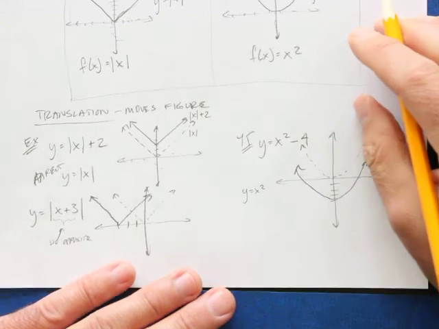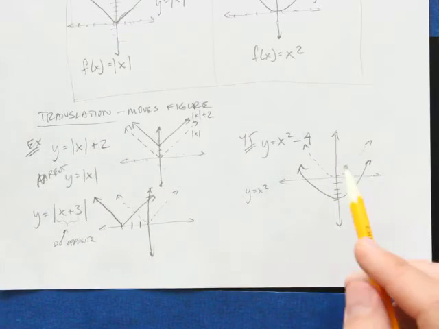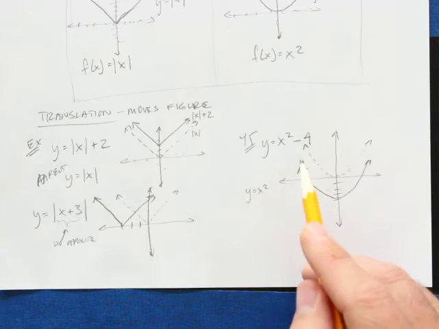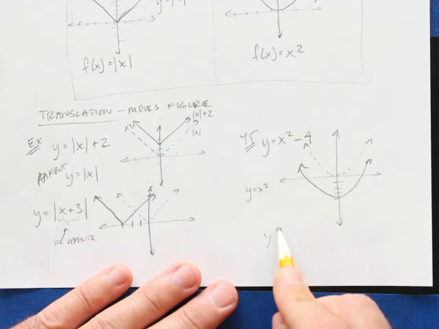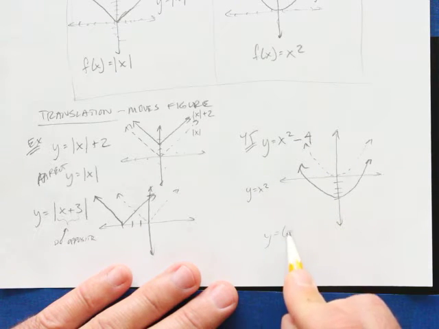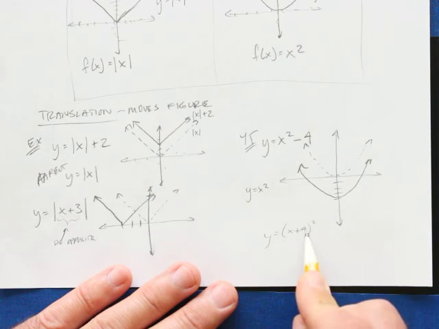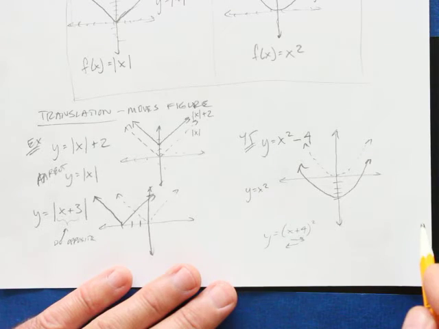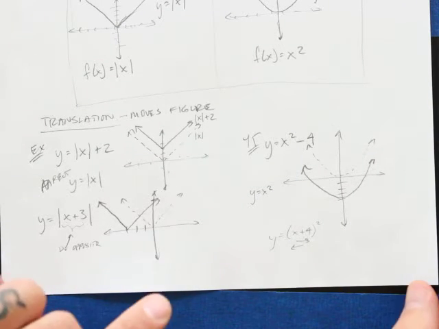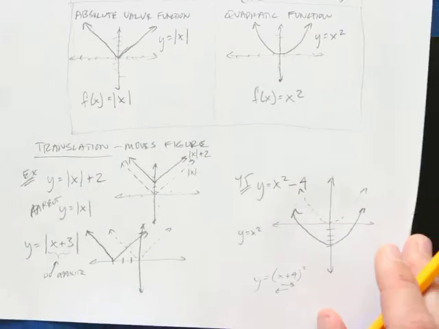Boop. And I've done that. Now, if you were to move it left or right, it would need to look something like this: y equals (x plus 4) or (x minus 4) squared. That would move it left or right. Okay, let's keep going.